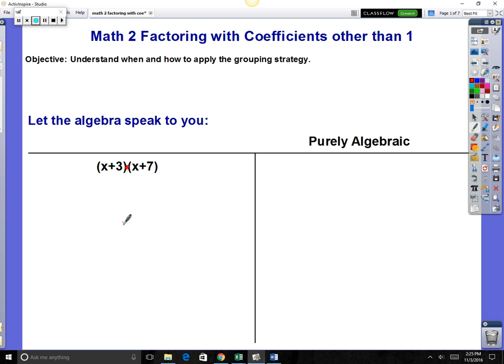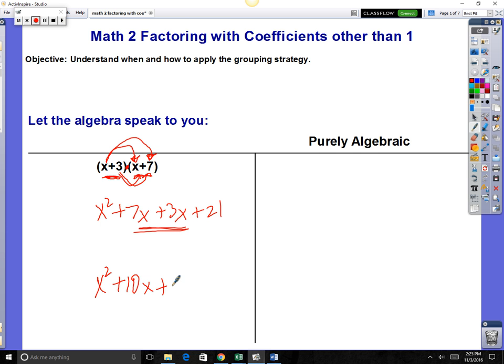Let's times these. These are the two factors. This is factor number 1, factor number 2. Let's times them and give me the product. So x times x will give you x squared. X times 7 will give you a 7x. 3 times x will give you a 3x. And 3 times 7 gives you 21. And then you can combine your like terms. So your product is x squared plus 10x plus 21.